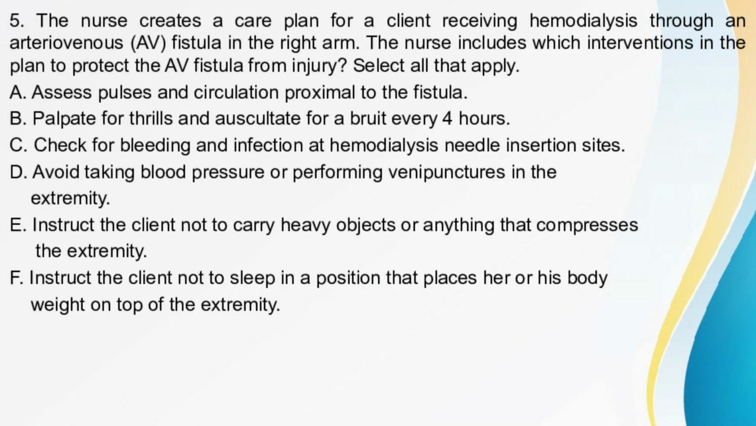Question number 5. The nurse creates a care plan for a client receiving hemodialysis through an arteriovenous AV fistula in the right arm. The nurse includes which interventions in the plan to protect the AV fistula from injury? Select all that apply. A. Assess pulses and circulation proximal to the fistula. B. Palpate for thrills and auscultate for a bruit every 4 hours. C. Check for bleeding and infection at hemodialysis needle insertion sites. D. Avoid taking blood pressure or performing venipunctures in the extremity.